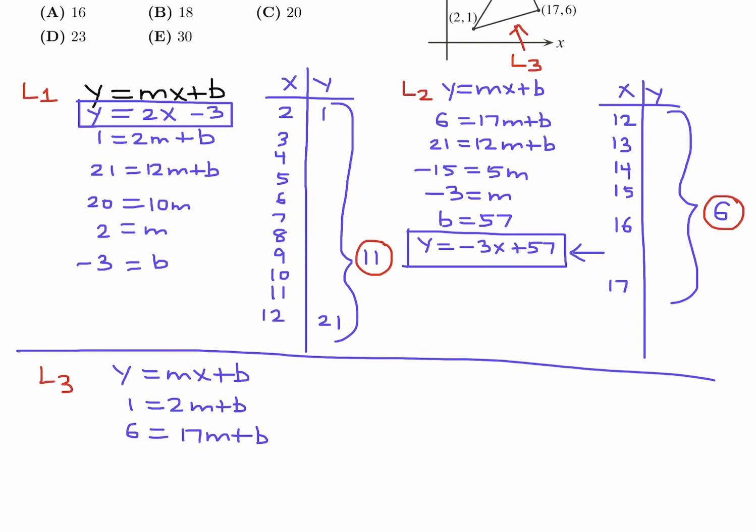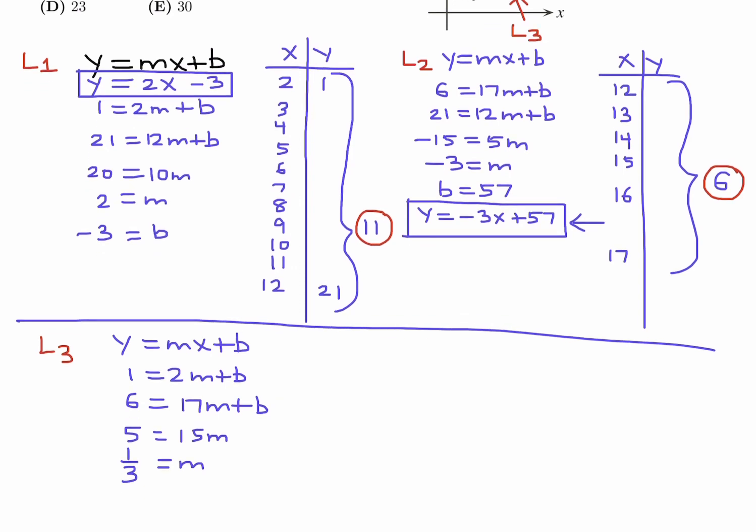Solving for this, if we subtract, we get 15m is equal to 5, and therefore m is equal to 1/3. Substituting m equals 1/3 back into any of those equations, and you'll get a b value of also 1/3. So our equation is y is equal to 1/3 x plus 1/3.